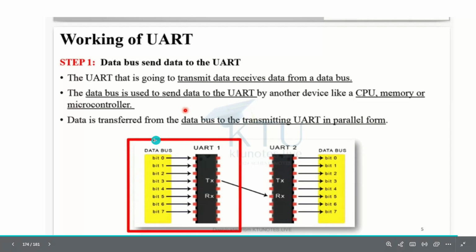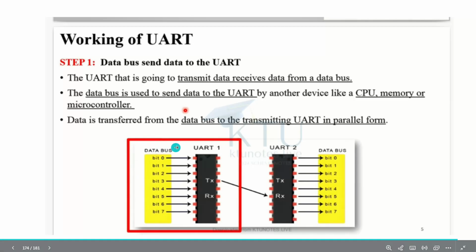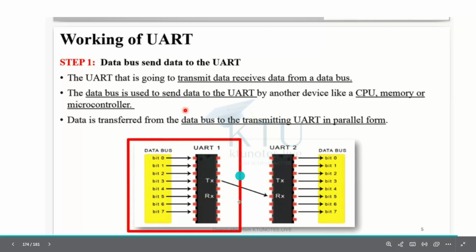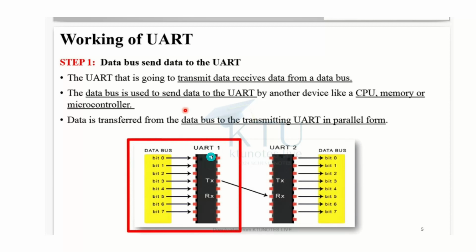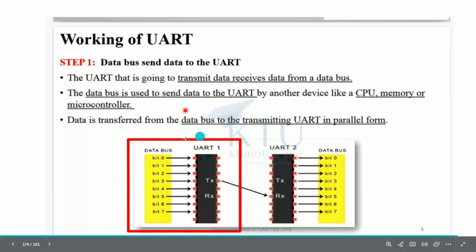and from the database the data that you have to transmit should come to the UART1, right? That is the first device. So the data is coming from the database to the UART. The UART that is going to transmit data, this UART1, will receive the data from this database that it has to transmit.